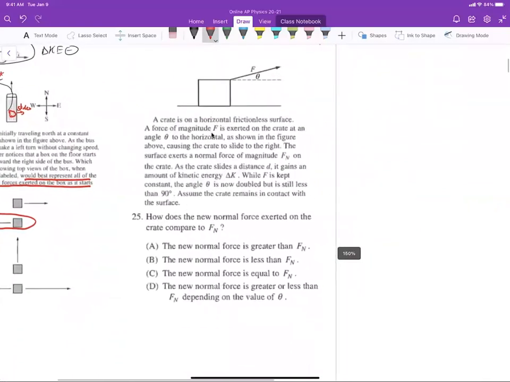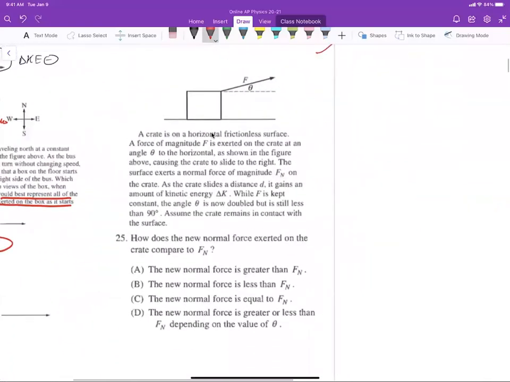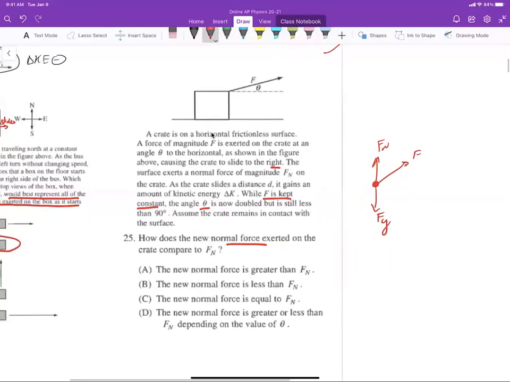A crate is on a horizontal surface. A force of magnitude F is on the crate. It slides some distance. F is kept constant. And now we double the angle. We want to know how the new normal force is affected. So let's draw a free body diagram. We have force normal. We have F. We have Fg. We have sliding. Do we have friction causing the slide? Doesn't matter if we have friction or not. Nope, there's no friction. It's frictionless.